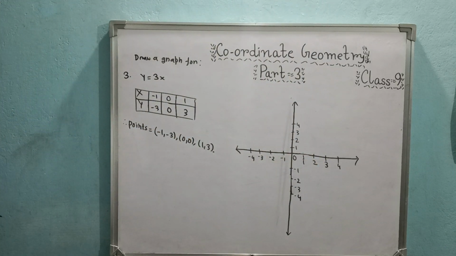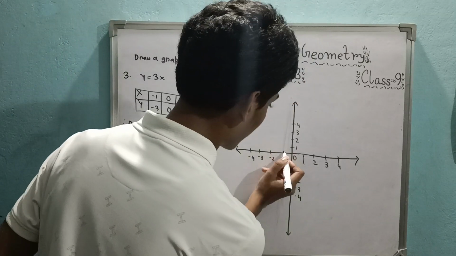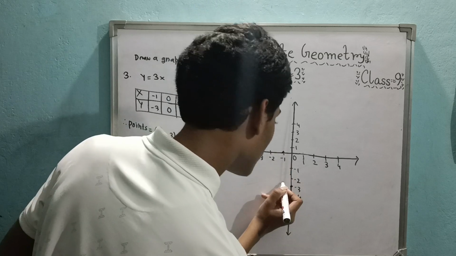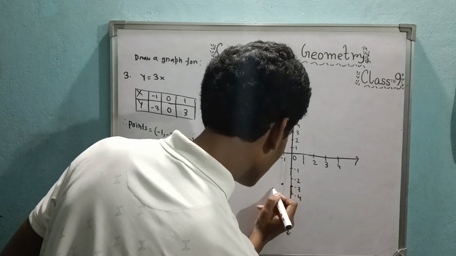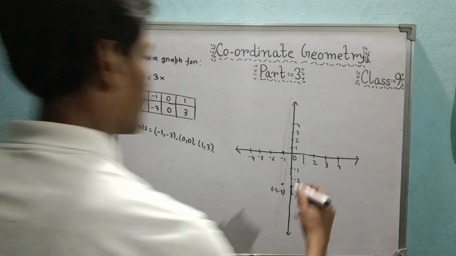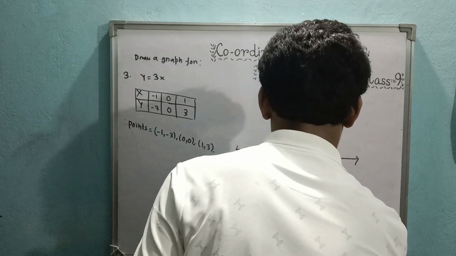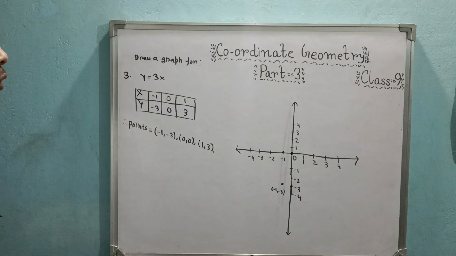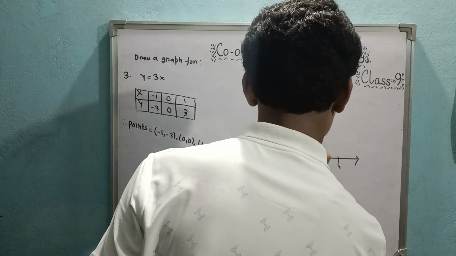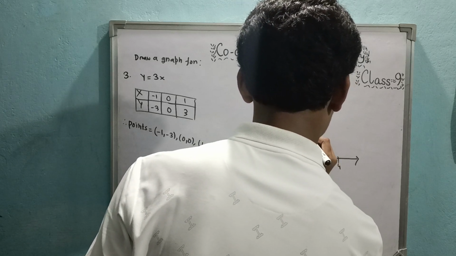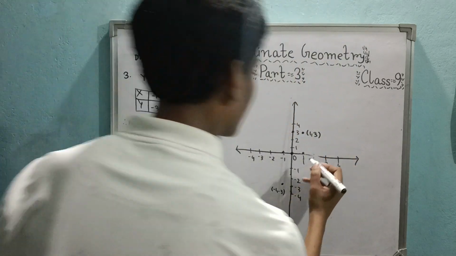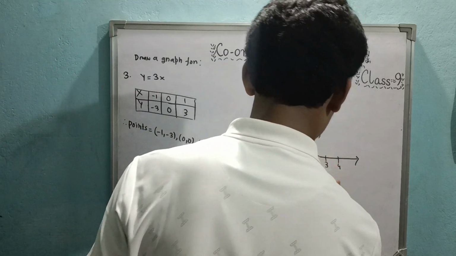So let's plot -1, -3. -1 units on x-axis and -3 units on y-axis. So here, these two intersect here. So this is -1, -3. Then comes 0, 0, the origin. Here 1, 3. 1 unit on x-axis here, 3 units on y-axis here. These two intersect at this position: 1, 3. Now join these three coordinate points that we just marked.